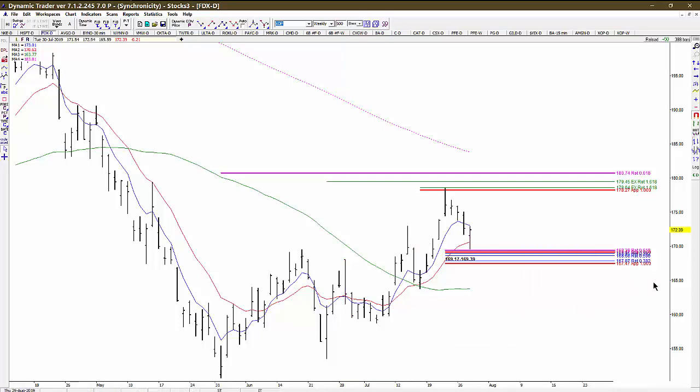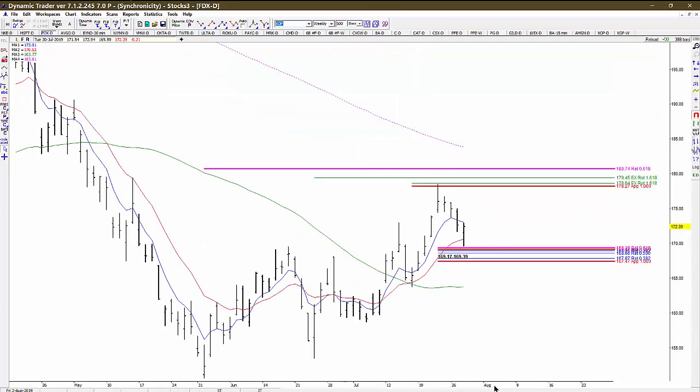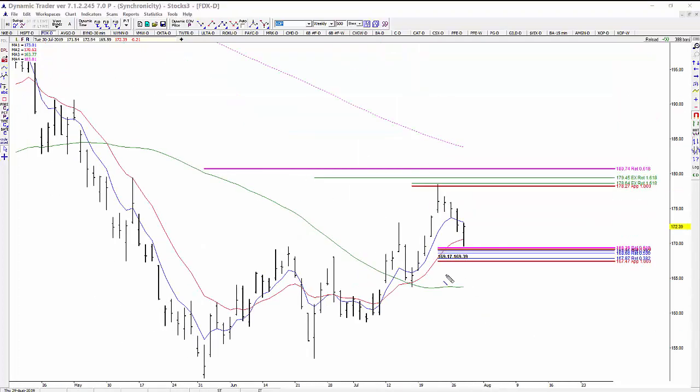The first one comes in at the 169.17 to 169.39 area. Now that includes a 618 retracement of this prior low to high swing, along with a 100% projection of, I don't know, it was one of these two swings here, right?